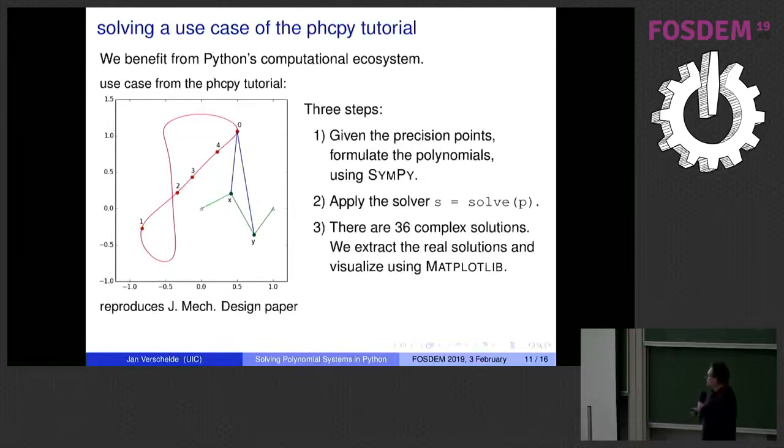Here again is the picture from the tutorial. And the purpose of this slide is actually to show how it benefits from the Python computational ecosystem. So you visualize and you interpret the results with Matplotlib. The symbolic equations are generated with SymPy. So you can have the high-level view of having a computer algebra system in Python, use Sage, but you can also extend your Python with SymPy. SymPy is a very nice and fairly complete symbolic computing environment too.